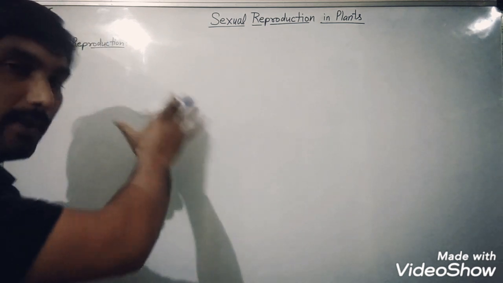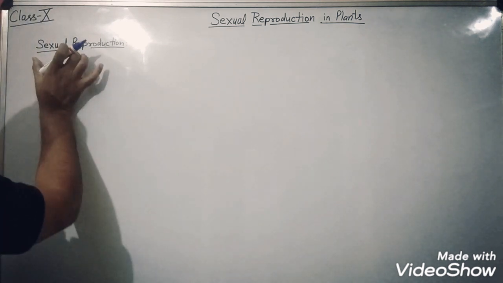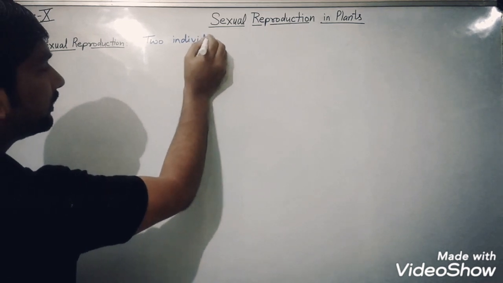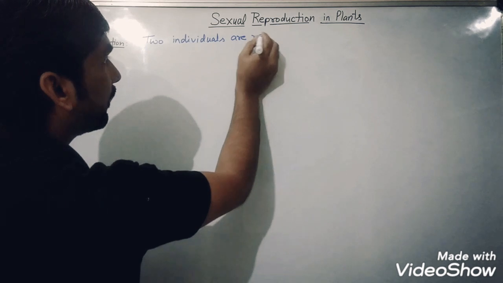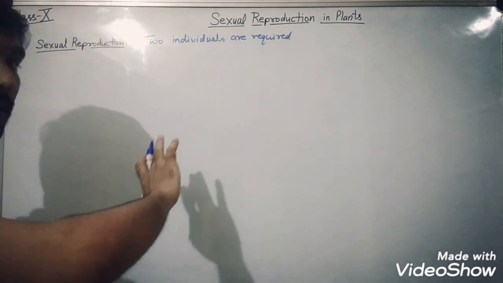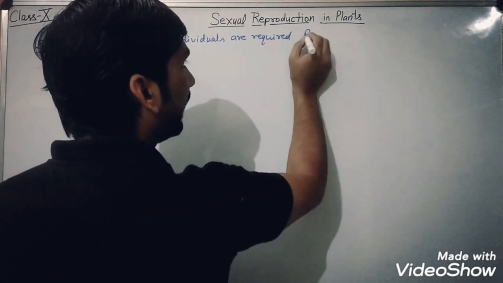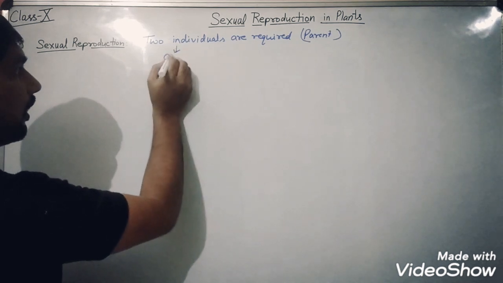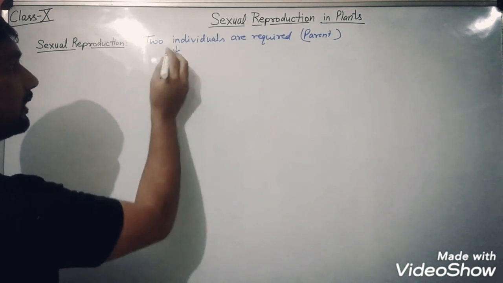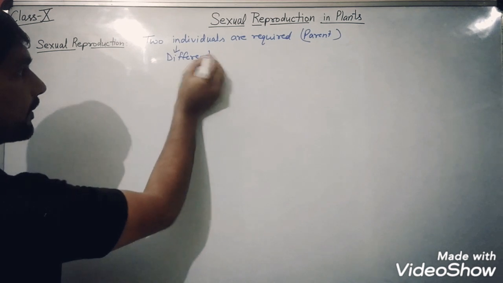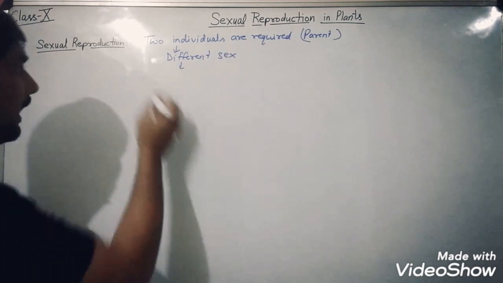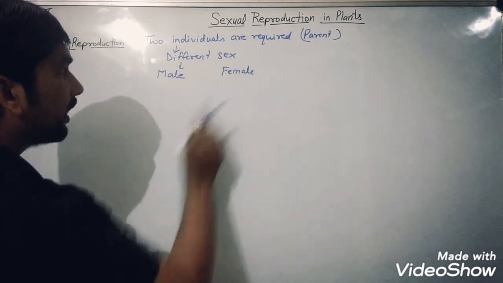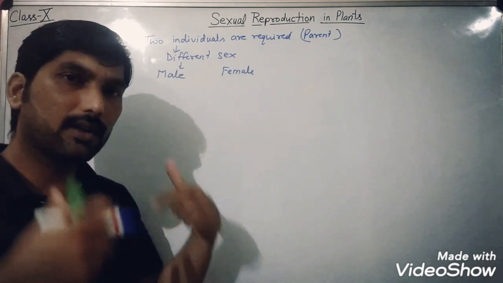Since it is a process of reproduction, it means a new organism is going to be produced, but the mode is what? Sexual. It means two individuals are required to produce offsprings, and since they are the individuals, they are known as what? Parents. So we need two parents, and these two parents will be of opposite, or we can also call it different, sex. And we generally know that these two different or opposite sexes are what? Male and female.